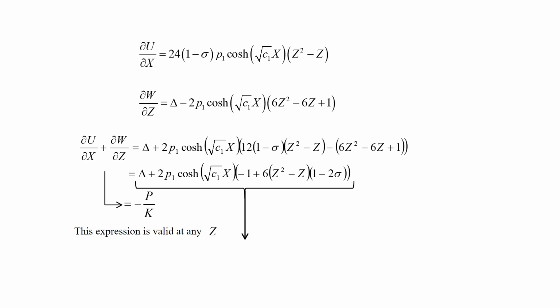This expression is valid for any z, okay, that is the idea here. So, it is valid for any z. Therefore, let us say at z is equal to 0, this is valid. So, minus p by capital K is equal to delta plus 2 p1 cosh of square root of c1 into x. This is minus 1 here, so it should be minus. So, I will write it here, minus. So, here is like this.